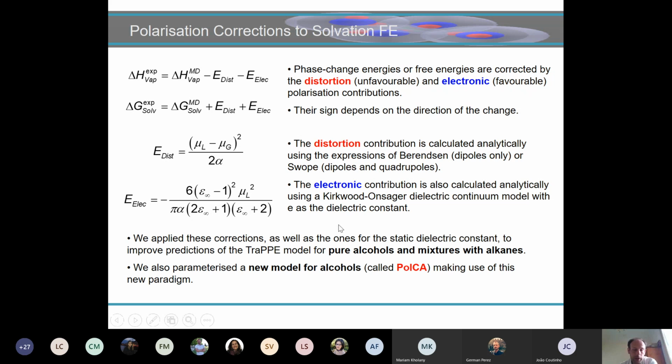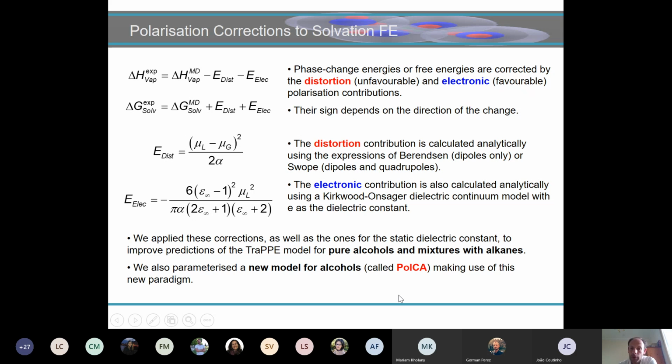As I explained before, we applied this to water, and I'll show you some results of that. But more recently, one of my students, Cecilia, has applied this to the TraPPE model for pure alcohols and mixtures of alcohols with alkanes. We applied the correction to an existing model to see if that would improve the predictions. But we also did our own parameterization, which we call the Polka model, for polarization consistent approach. We reparameterized it to fit thermodynamic properties of alcohols, and then tested the transferability of this model for predicting other properties and properties in mixtures. Let's see what that looks like.